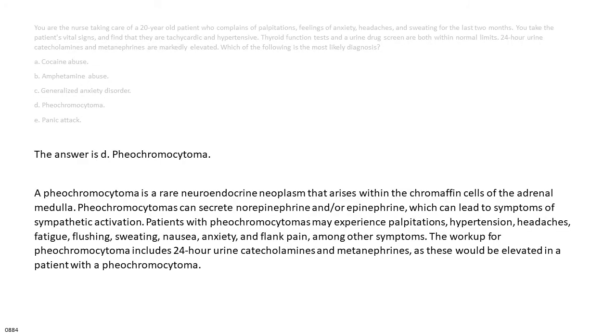The answer is D. Pheochromocytoma. A pheochromocytoma is a rare neuroendocrine neoplasm that arises within the chromaffin cells of the adrenal medulla. Pheochromocytomas can secrete epinephrine and norepinephrine, which can lead to symptoms of sympathetic activation. Patients with pheochromocytomas may experience palpitations, hypertension, headaches, fatigue, flushing, sweating, nausea, anxiety, and flank pain, among other symptoms. The workup for pheochromocytoma includes 24-hour urine catecholamines and metanephrines, as these would be elevated in a patient with a pheochromocytoma.